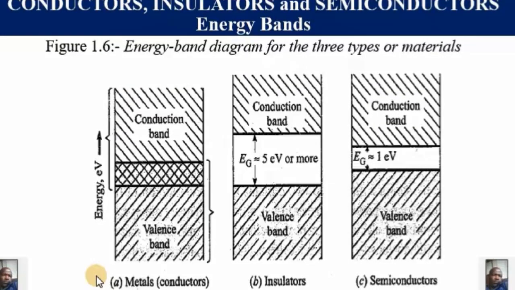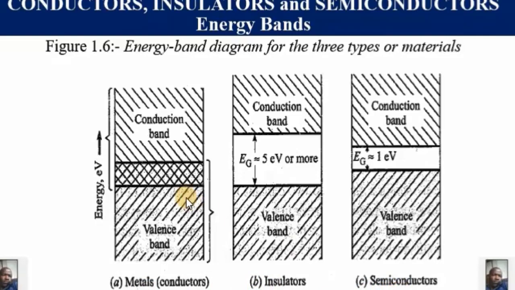We are now going to look at the energy band illustration for conductors, insulators, and semiconductors. We are starting with conductors, and we know that metals are very good conductors. Then we go to insulators, and we'll finish with semiconductors.